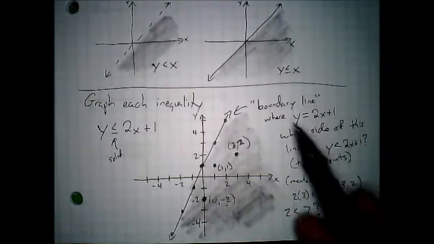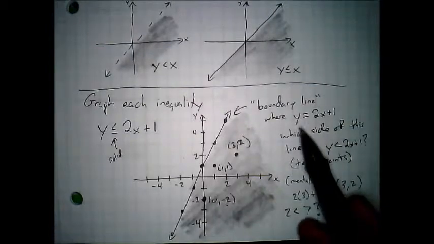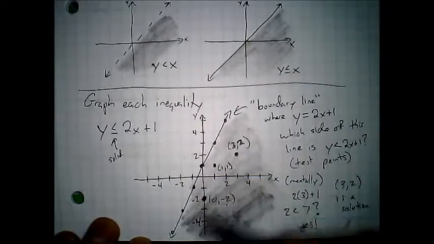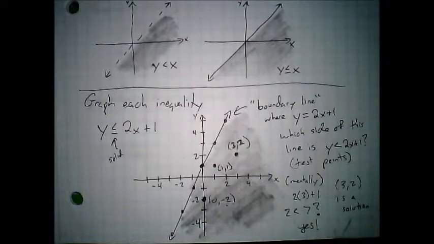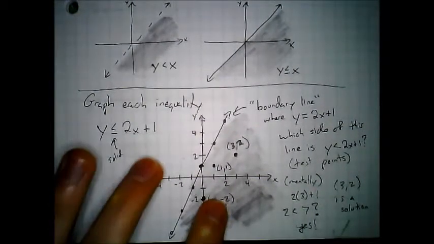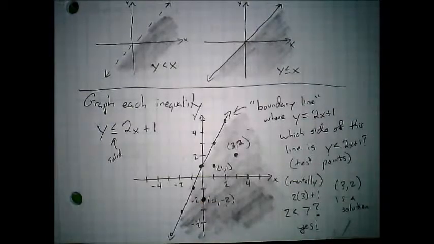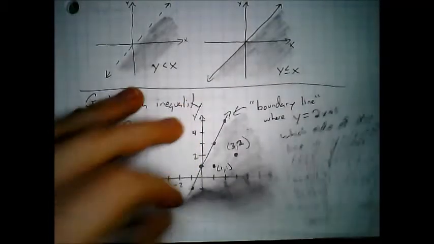We find our boundary line, or we graph our boundary line. When will y equal 2x plus 1? And we ask ourselves, on which side of this boundary line will y be less than 2x plus 1? Because again, y is less than 2x plus 1 on one side, and y is greater than 2x plus 1 on the other side. Okay, let's try another one.